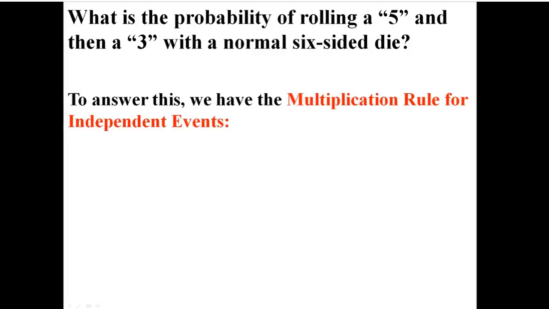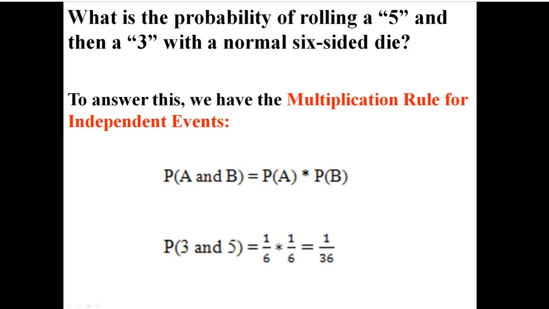6-sided die? Well, to answer this question, we have the multiplication rule for independent events, which is the probability of both A and B occurring is the probability of A times the probability of B. So the probability of getting a 3 and then a 5 is the probability of 3, which is 1 out of 6, times the probability of getting a 5, which is 1 out of 6. So the probability of getting both a 3 and then a 5 is 1 out of 36. And that is the multiplication rule for independent events.